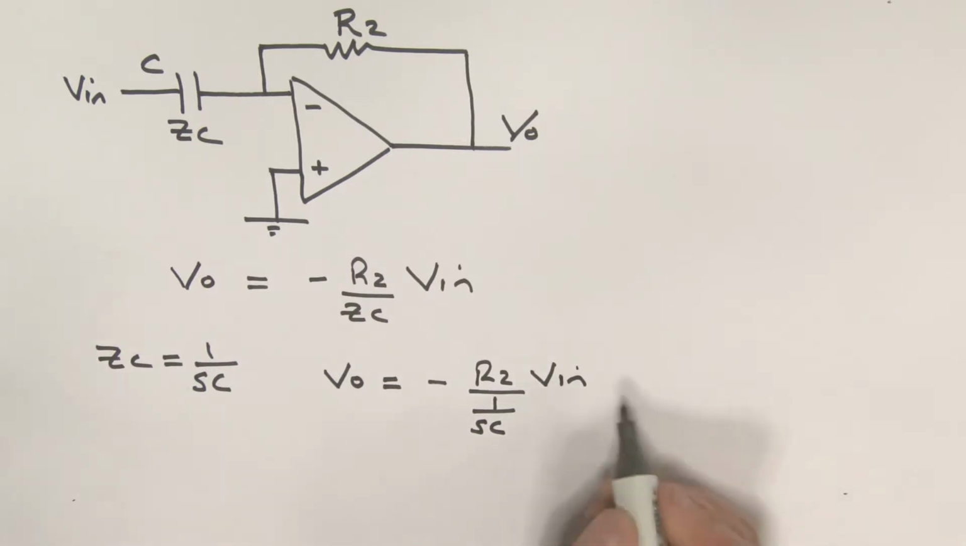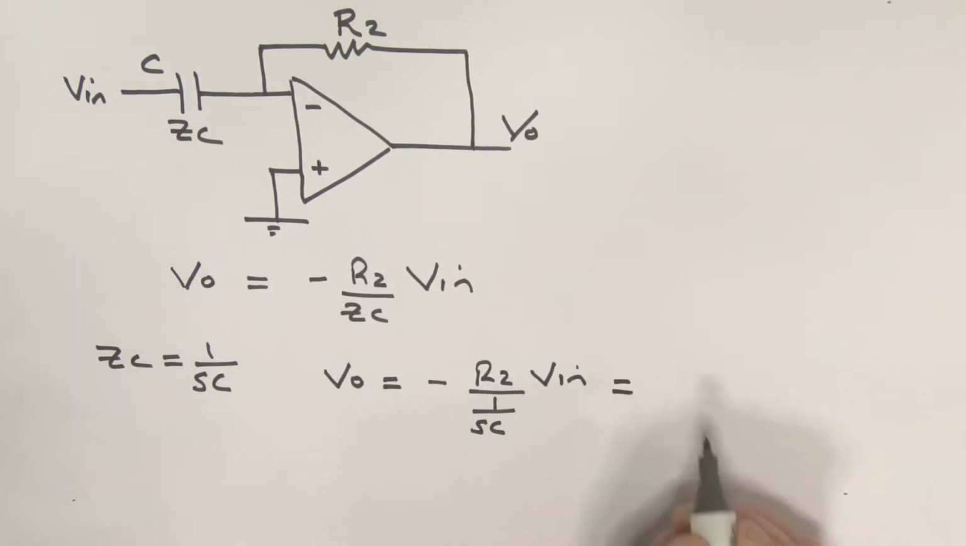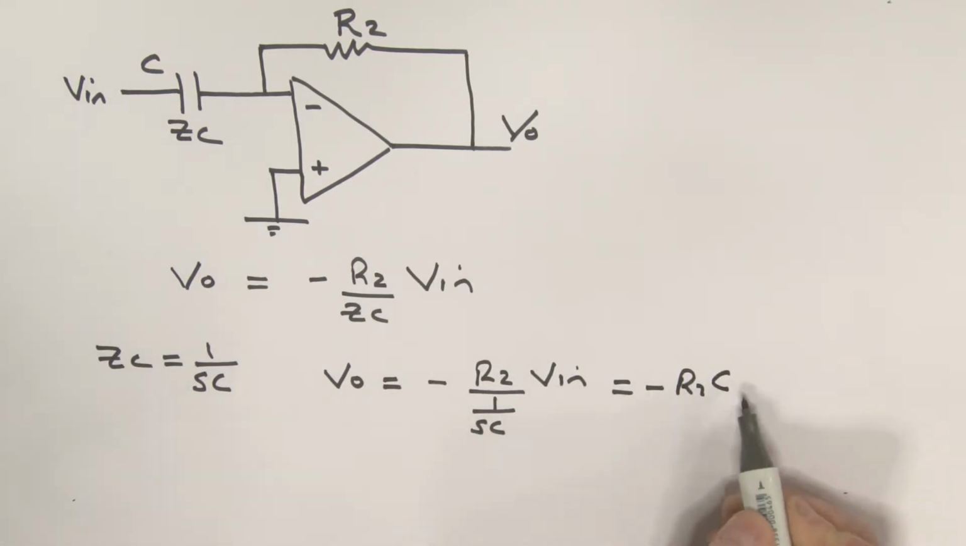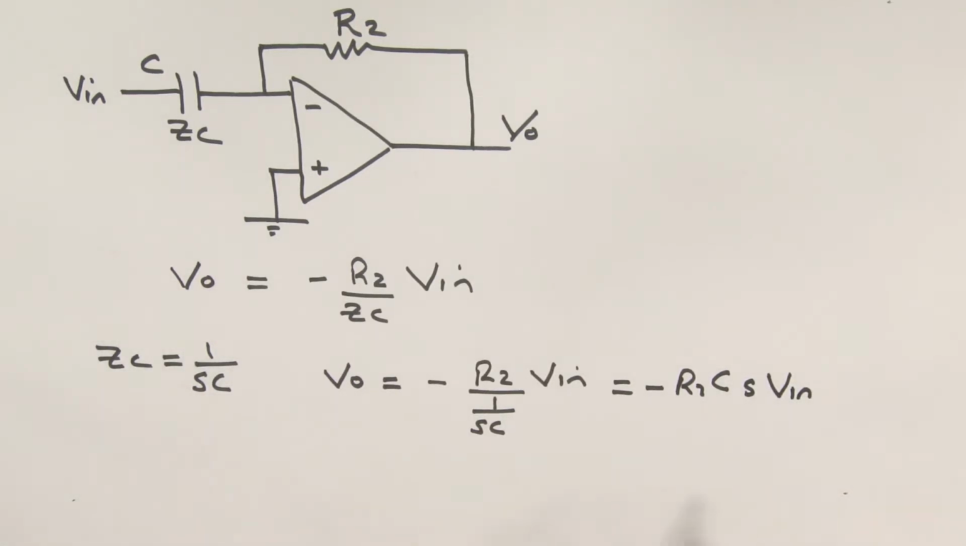Okay, so what is that equal to? Well, you could say that's equal to minus R2, bringing this up, we've got a C, and then this is an S, times that input voltage Vin. Now what you can say here is that R2C is a constant, and this S over here implies differentiation. So it's differentiation of that input voltage. And so we could rewrite that as we did before. That's an R2C, and that would be dVin by dt.